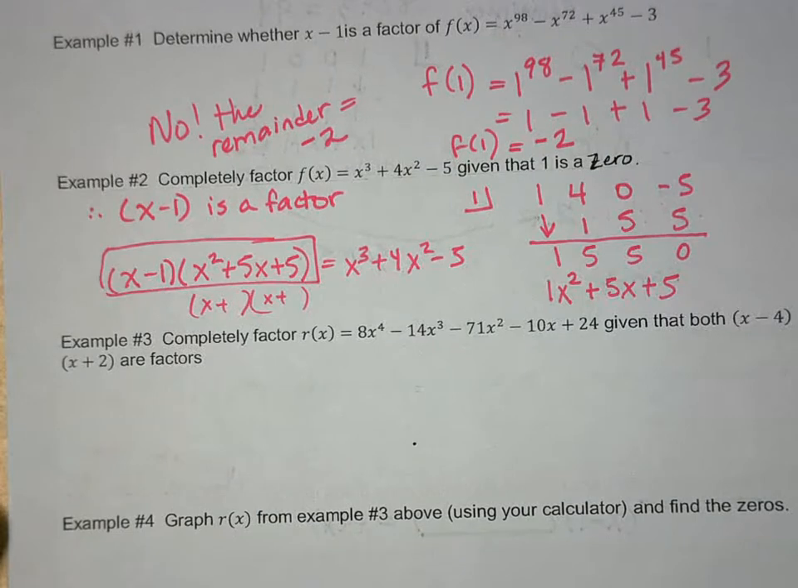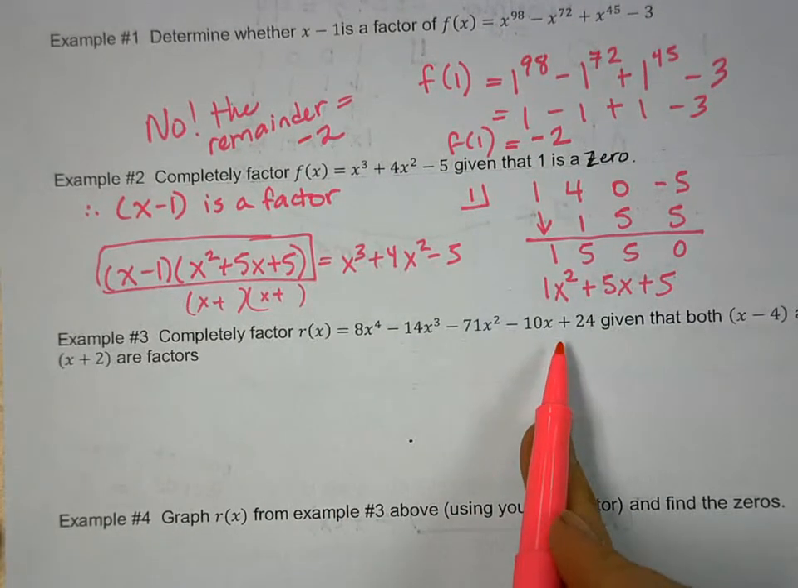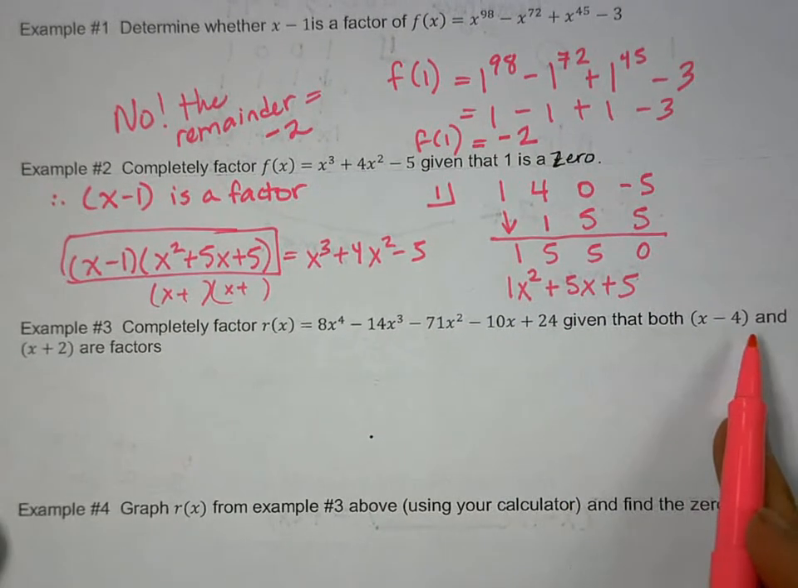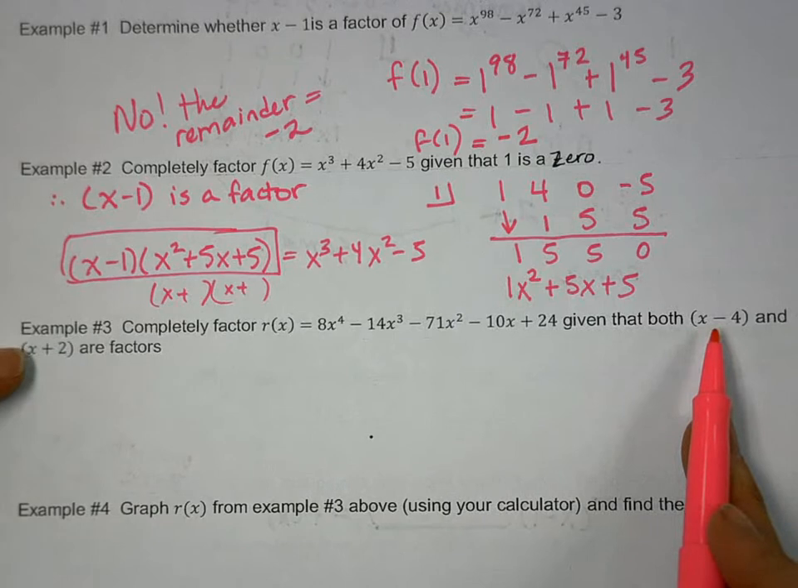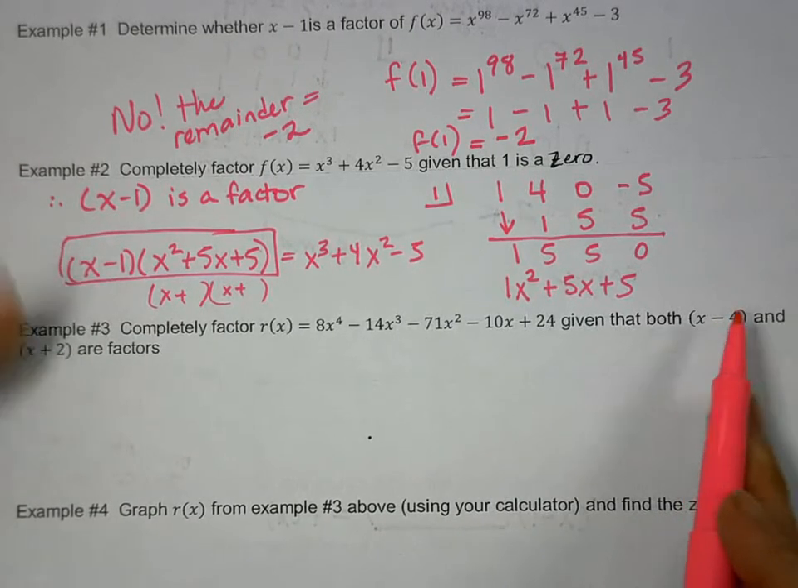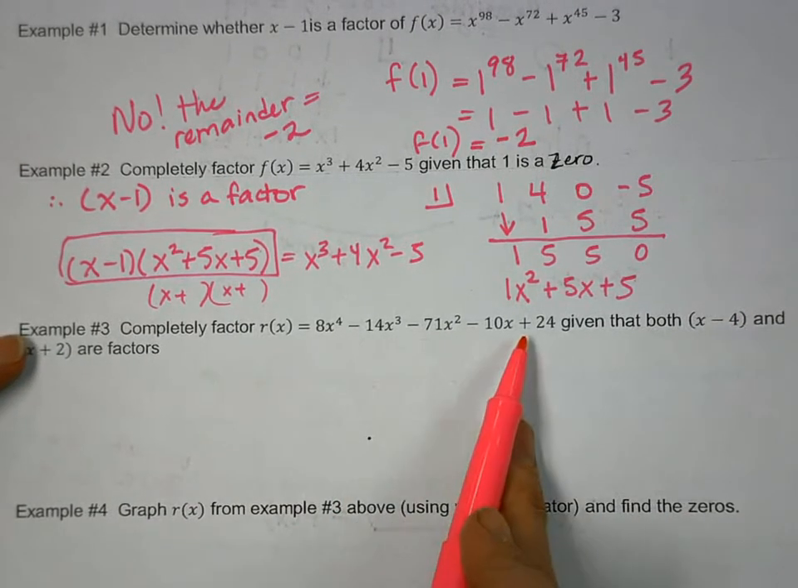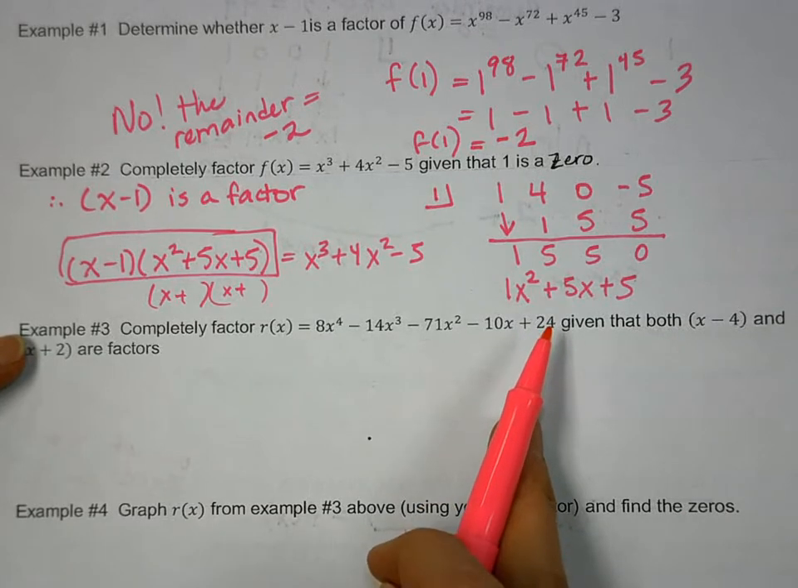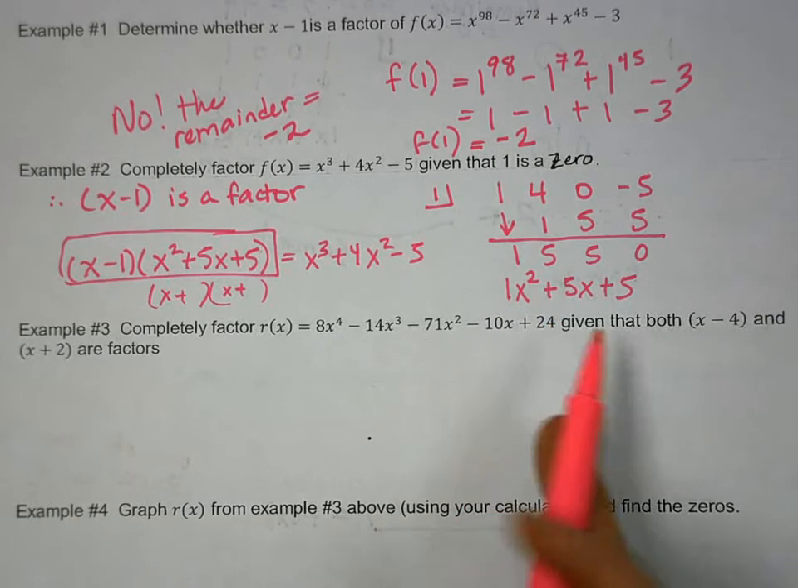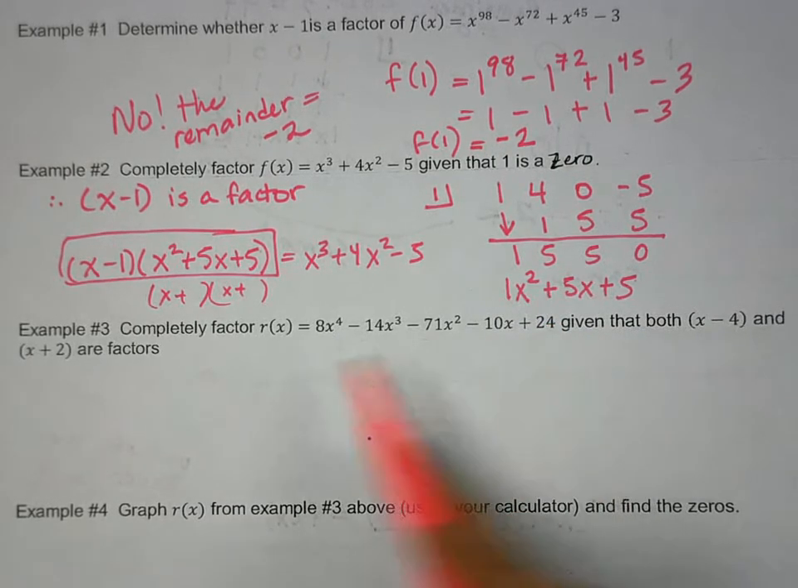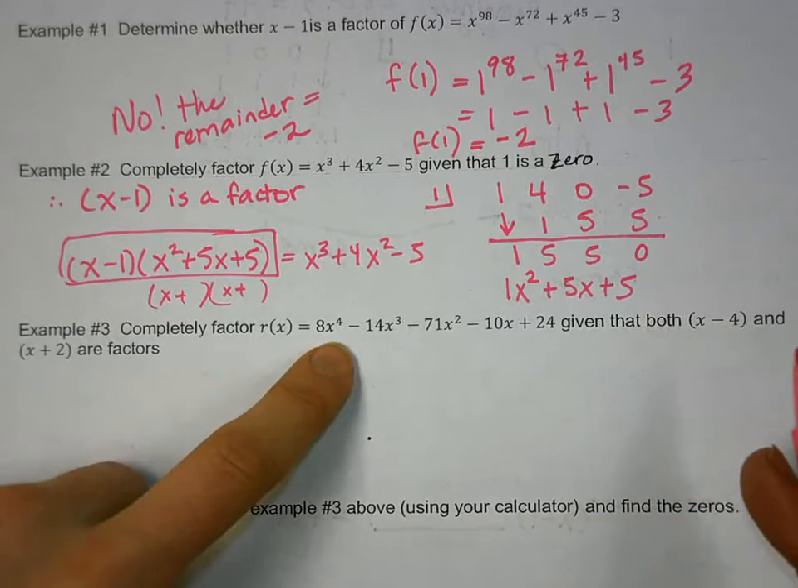Example 3 says completely factor this polynomial given that both x minus 4 and x plus 2 are factors. Okay, so where's a place we could start here? If we know this and this are factors, how could we use this to factor this? Divide out one of them. So let's start with 1. Doesn't matter which one you start with because we know they both divide into this.